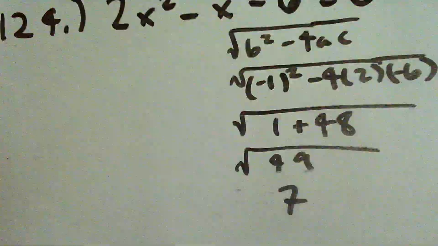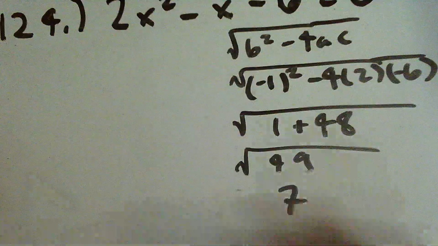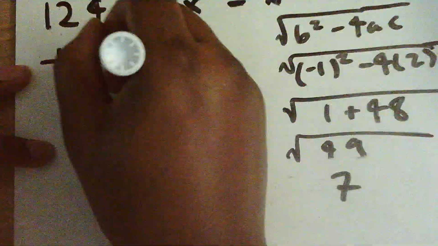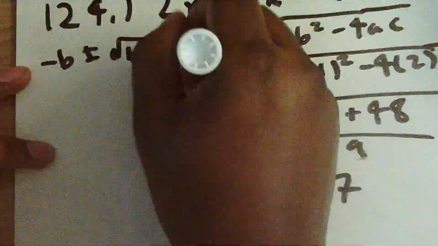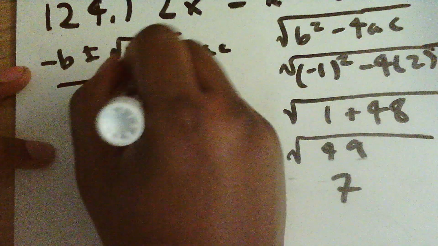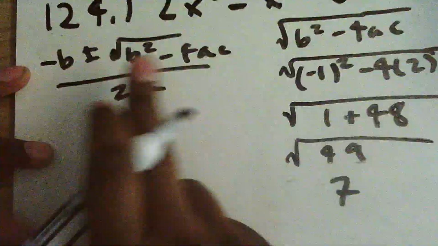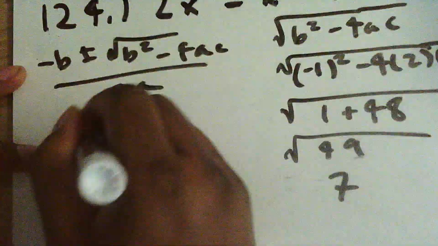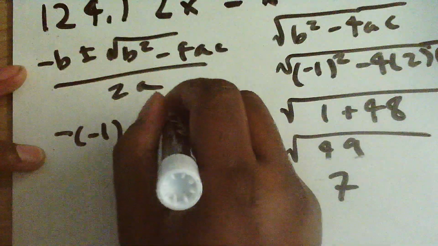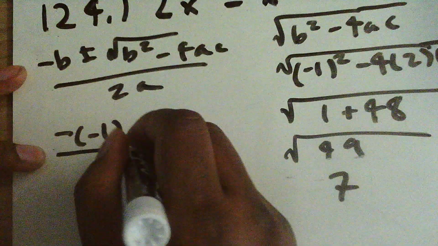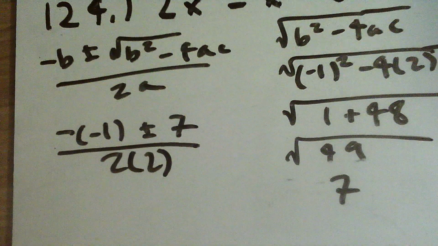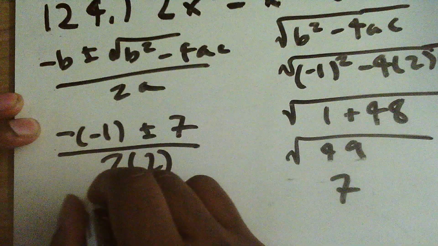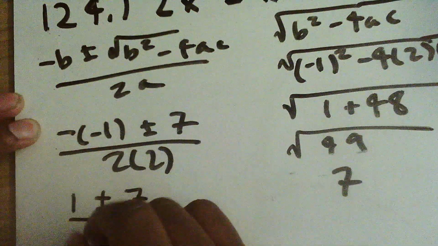Real. And so remember, our quadratic formula is negative b plus or minus the square root of b squared minus 4ac over 2a. We already know this part, so I'm just going to fill that in with 7 and then fill the rest in. So that'd be negative of negative 1, so 1, plus or minus 7 over 2 times a, which in this case is 2. So that gives us 1 plus or minus 7 over 4.